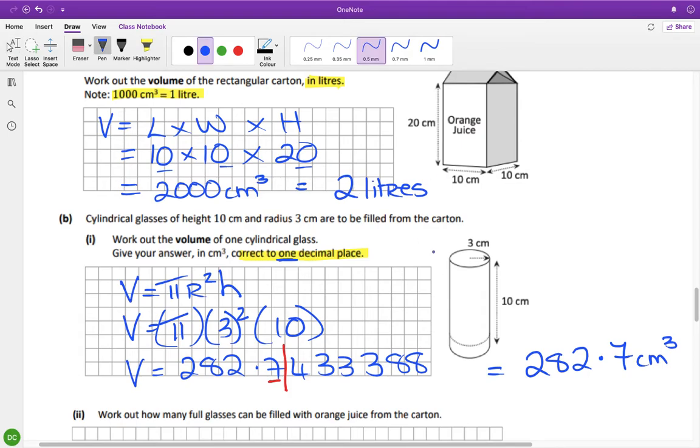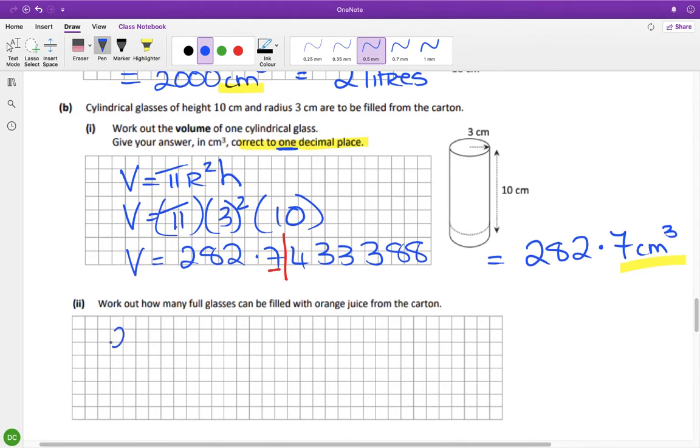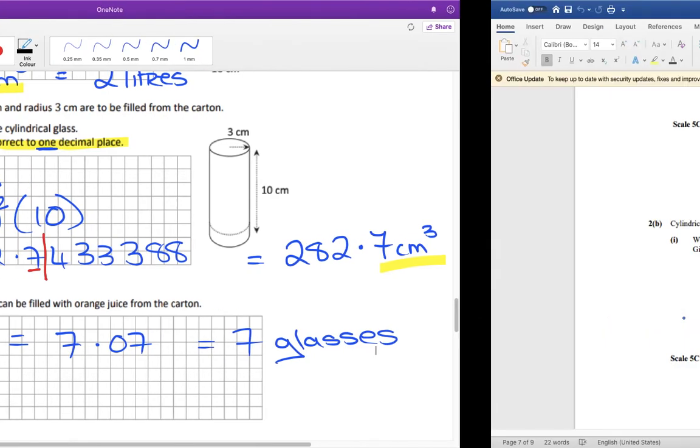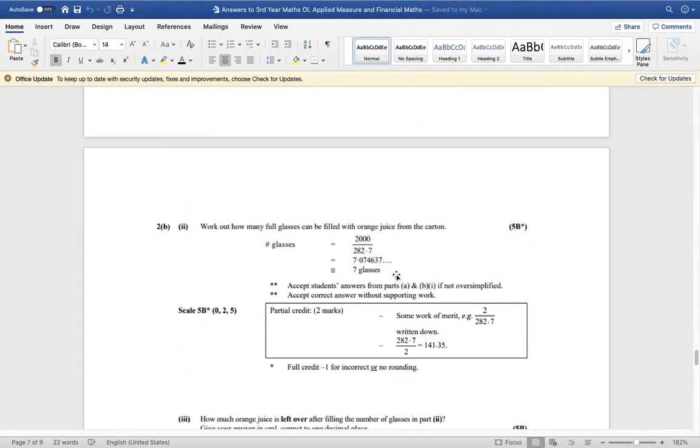Work out how many glasses can be filled from the orange juice carton. Okay, so this here is in centimeters cubed and this here is in centimeters cubed, so I'd use the 2,000. You want to know how many of these fit into this, so you just divide. So 2,000 divided by 282.7. The answer I'm getting is 7.07. There's more numbers, but work out how many full glasses. So how many full glasses is 7. The carton can fill 7 full glasses and then a little teeny bit of the next glass. Yep, there you go, 7 glasses.